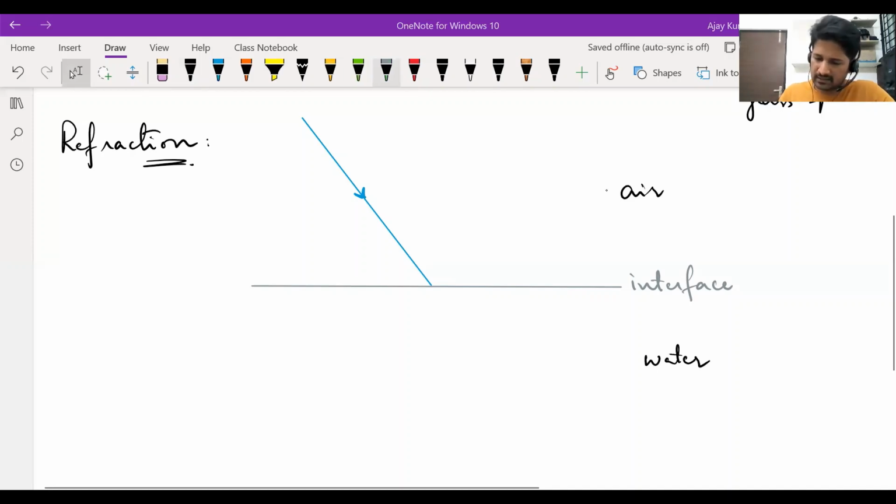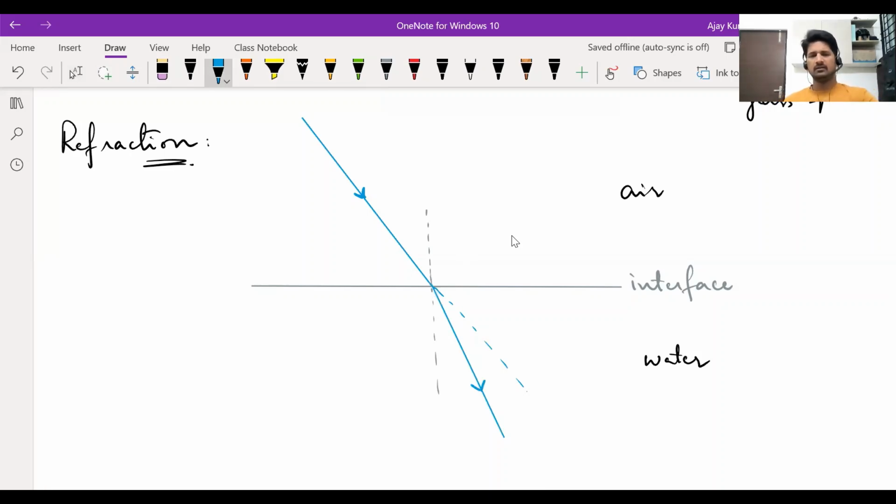So when light is incident like this at an angle, you will notice that light does not travel in the same direction along which it is incident. It bends. When it travels from air into water, the light ray actually bends towards the normal. It is observed like this in daily life. Now we know light is a wave. It's an electromagnetic wave, right?